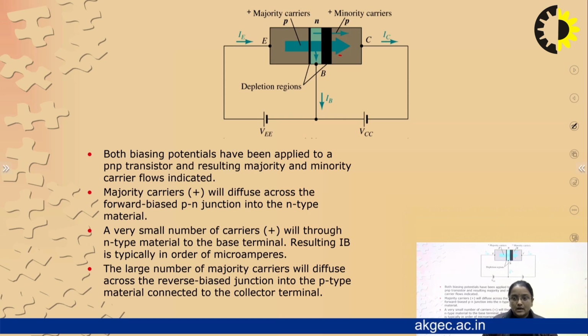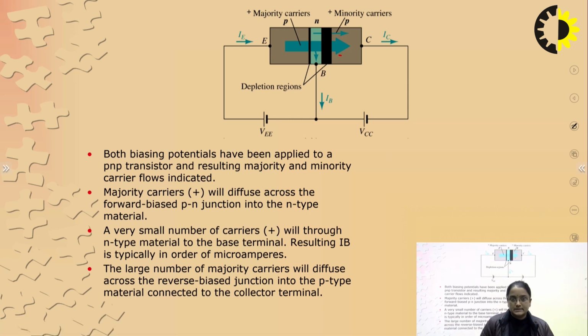So IC is a high value as compared to your IB value, because IC current is contributed by the majority charge carriers, and that is why we measure the value of IC in milliampere and the value of IB in microampere, because this value is low as compared to your collector current IC. So that's the particular reason why we measure your IC in milliampere and why we measure your IB in microampere.